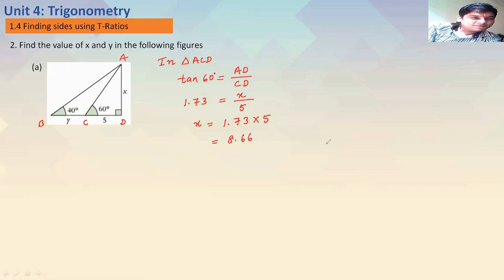Fantastic. Okay, we need to find out y also. So y is adjacent. Which triangle are you taking? So triangle ABC. No, ABC is not a right angled triangle, so we cannot take that.